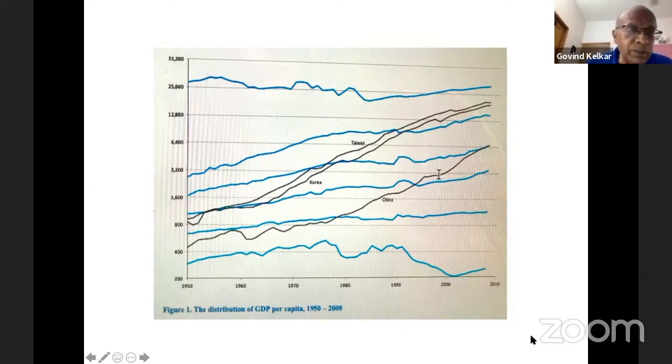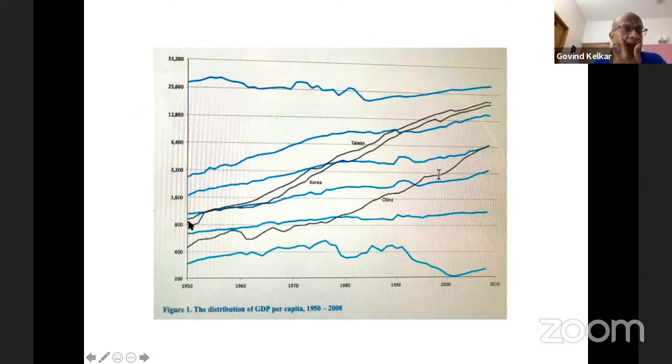Now it gives the distribution of GDP per capita from 1950 to 2010. And you will see the three black lines, which are going across the different per capita groups. So China, the lowest black line, started at just above 400 in 1950. It has now gone up in 2010 to more than 6,400. But look at the most dramatic, that is Korea and Taiwan.